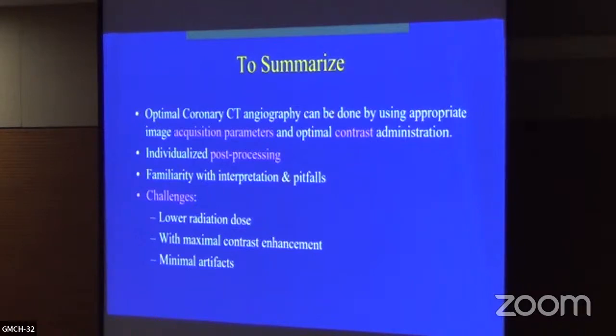Be familiar with the interpretation and the pitfalls, and try to get the best possible images with minimal artifact, with maximal contrast enhancement with the minimum possible dose.